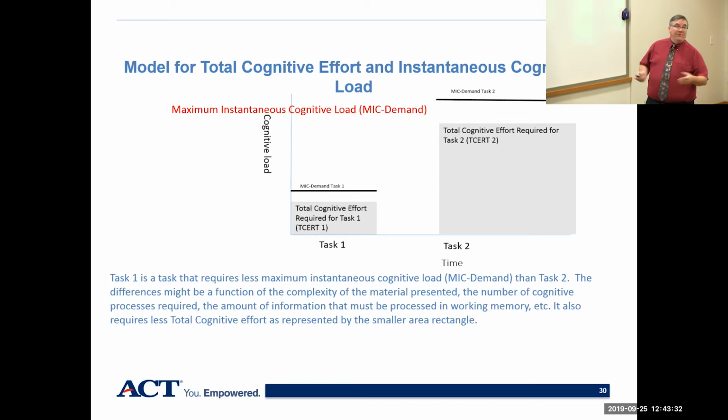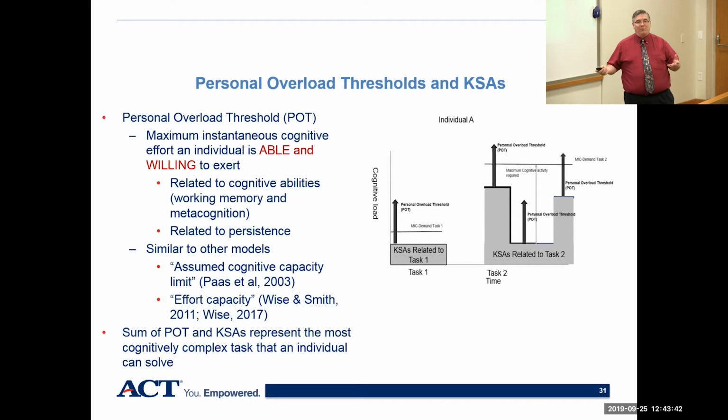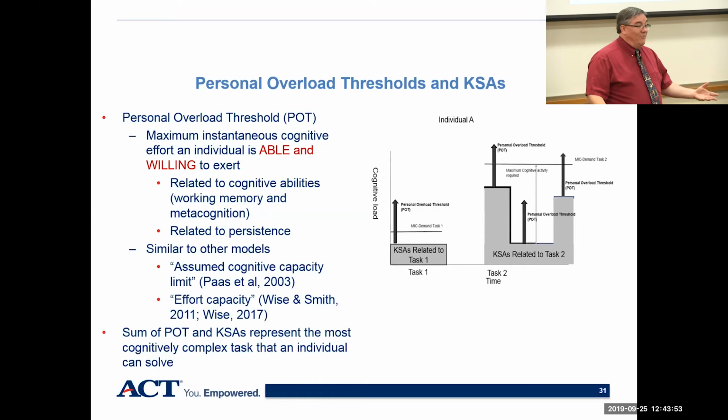Now, on that, we can overlay that individuals who take the test have knowledge, skills, and abilities that they use so they don't have to do everything in working memory. Okay. So for example, I don't have to think, oh, 12 times 12. Well, that's 2 times 2 plus 2 times 10 plus 10 times 2. I don't have to go through that. I know 12 times 12 is 144. I can instantaneously recall that.